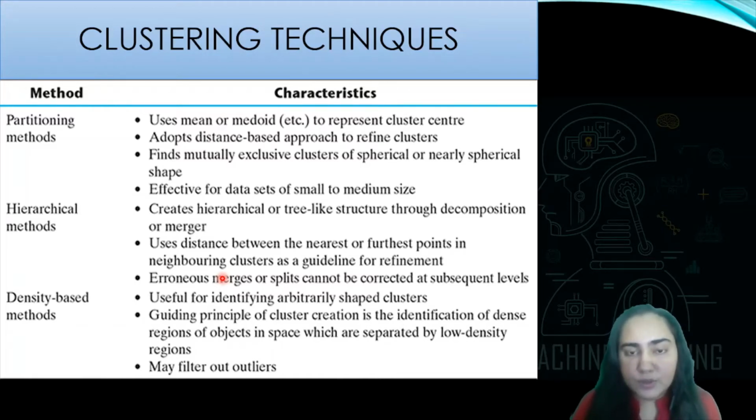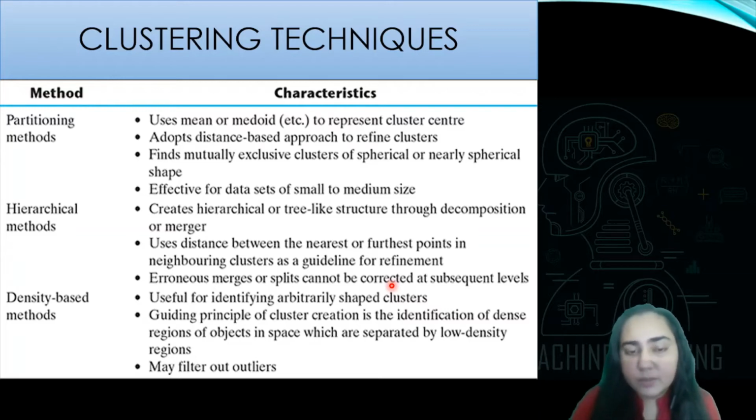So if you have merged two clusters or split two clusters on that level, you won't be able to correct that in the next level. So once it's done, it's done. And the third kind of methods we have are density-based methods, which are useful for arbitrarily shaped clusters. Partitioning methods and hierarchical both work with sort of spherical shaped clusters, but density-based can work on any kind of cluster with any arbitrary shape.